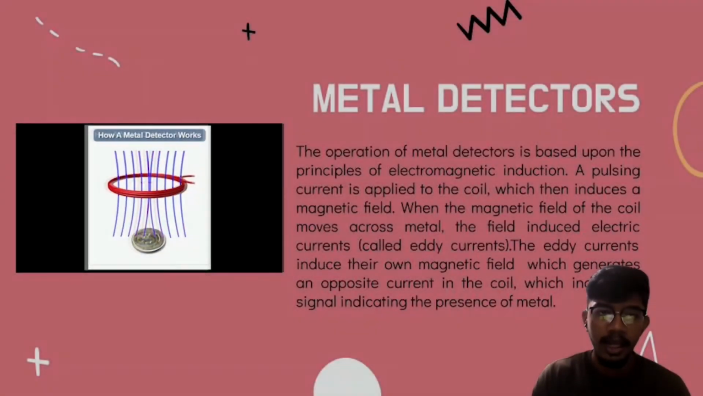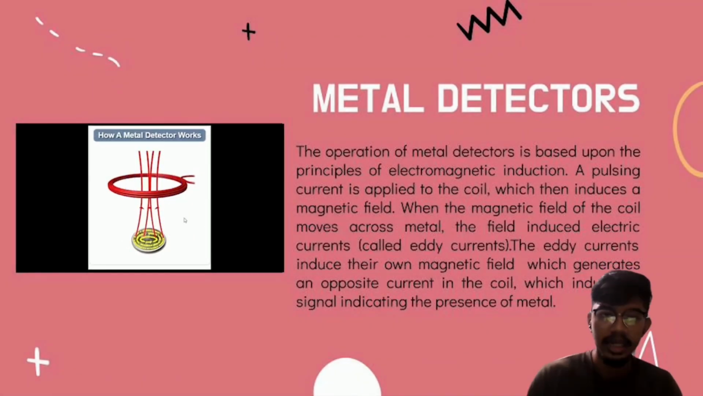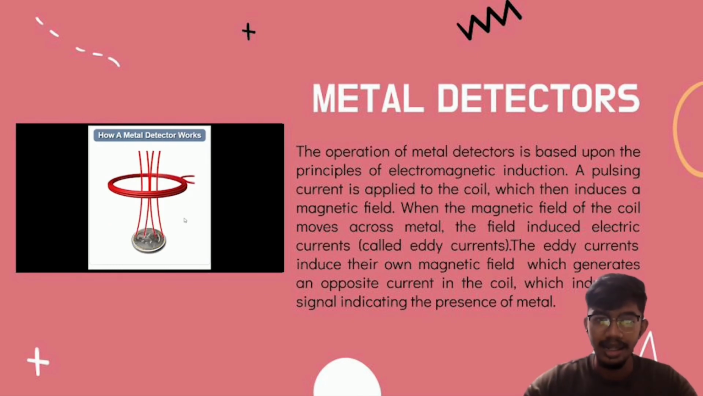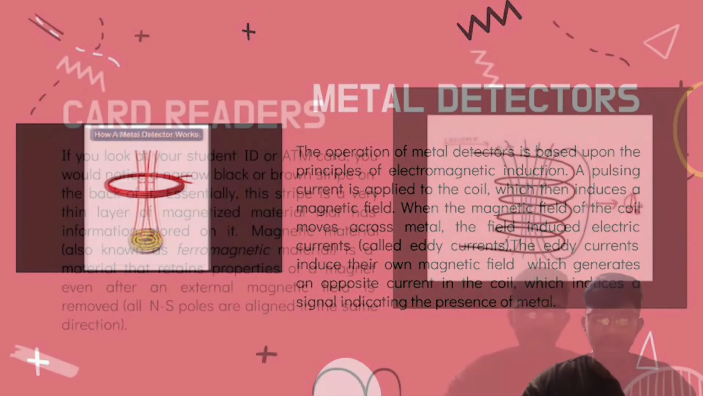Okay, so now moving on. Next is the metal detectors. The operation of metal detectors is based upon the principles of electromagnetic induction. A pulsing current is applied to the coil, which then induces a magnetic field, shown in blue. When the magnetic field of the coil moves across metal, the field induces electric currents, also known as eddy currents, which create their own magnetic field. This will generate an opposite current in the coil, which induces a signal indicating the presence of metal.